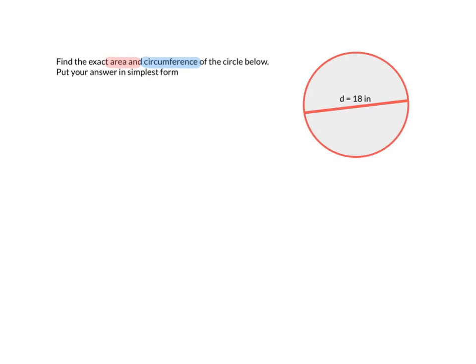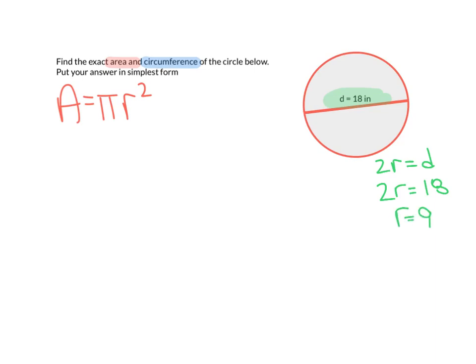We're going to go back to our formula for area. Area equals pi times radius squared. Now the problem here is, in this problem, they have given us the diameter. They have not given us the radius. So we're going to take this diameter and turn it into a radius. 2 times my radius equals my diameter. So 2 times my radius is going to equal 18, or I have to cut that 18 in half, which means my radius is going to be 9 inches.